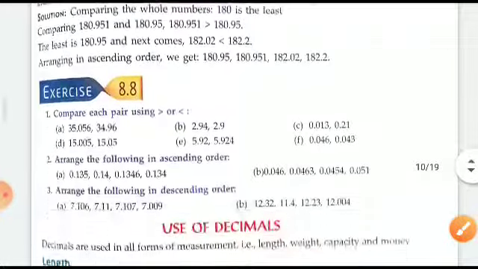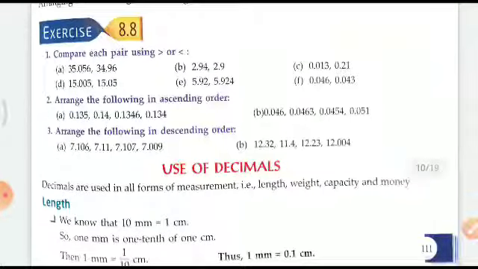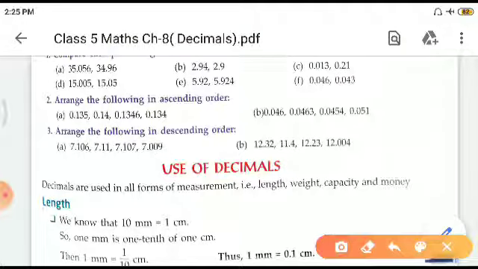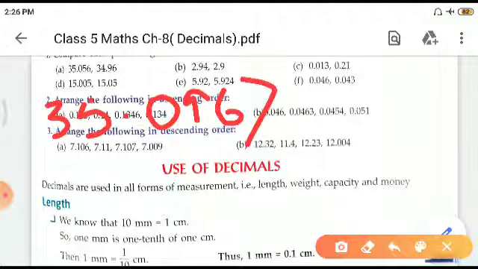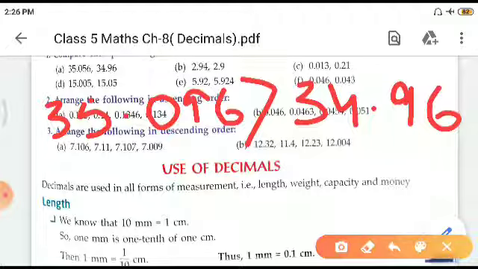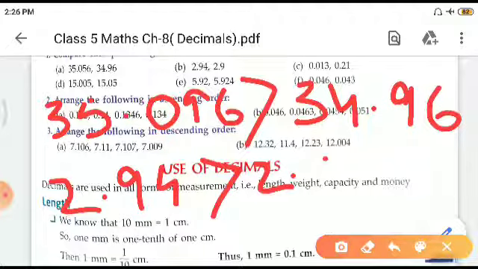And so on. Now compare each pair using greater than or less than. See the first one, 35.056 and 34.96, right? So 35 is greater than 34. So similarly 35.096 will be greater than 34.96, right? 2.94 and 2.9, always 2.94 will be greater than 2.9, as this is not 2.9, it is 2.90, and 4 is greater than 0, right?